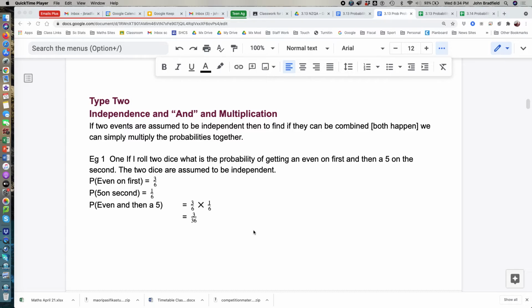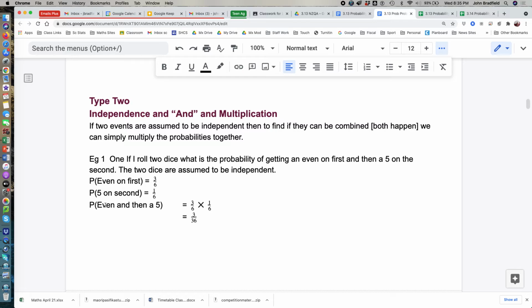Rolling a dice is a good example. If I roll 2 dice, what is the probability of getting an even on the first and then a 5 on the second? Now, when the dice roll, what happens on one dice is completely independent of the other. So the probability of getting an even on the first is 3 out of 6. The probability of getting a 5 on the second is 1 out of 6. Those two events are independent. What happens here doesn't affect the likelihood of the 5 turning up on the other dice.